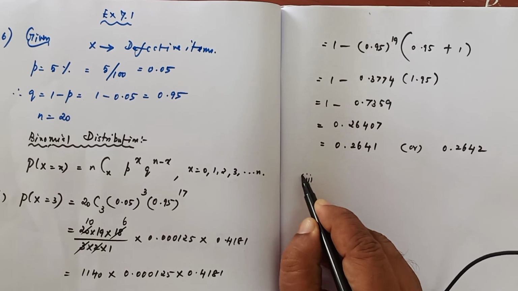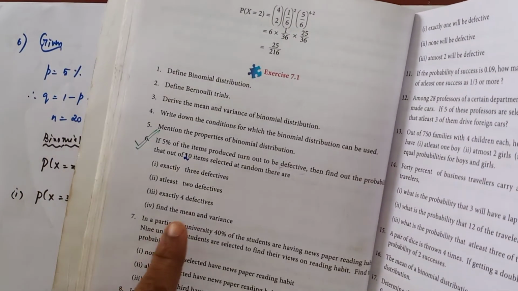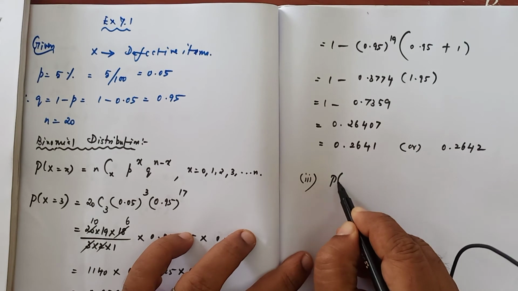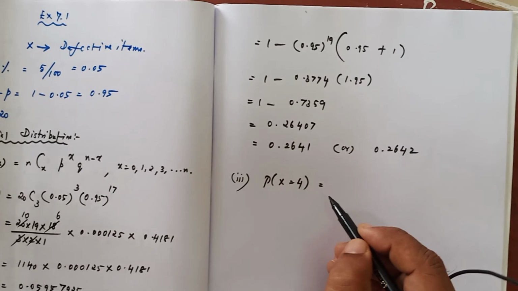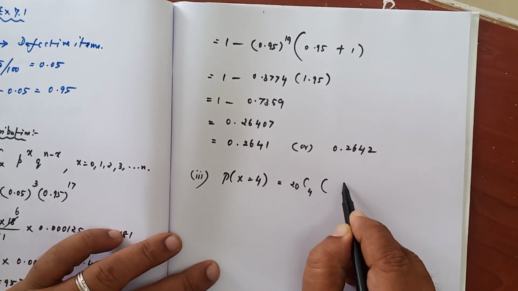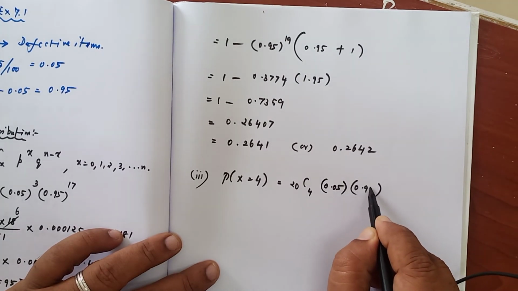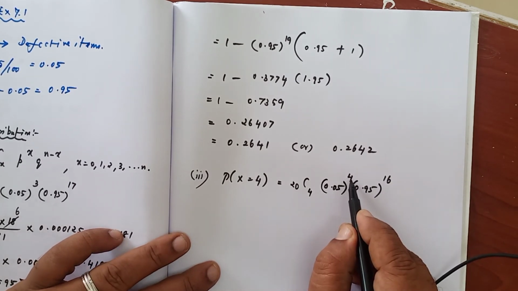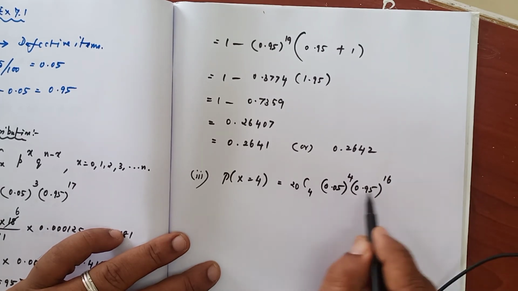Now, subdivision number 3, that is exactly 4 defectives. Look at the question here. Exactly 4 defectives. So probability of exactly 4, this is the value of x. Now nCx, that is 20Cx, p value 0.05, q value 0.95, here power 4, here 20 minus 4 is 16, because here x, here n minus x, x value 4, n minus x 16 because 20 minus 4 equals 16.